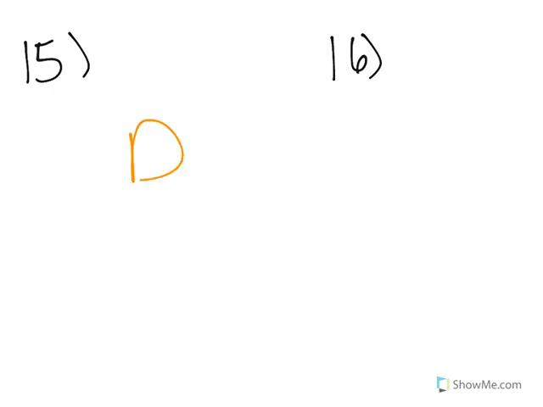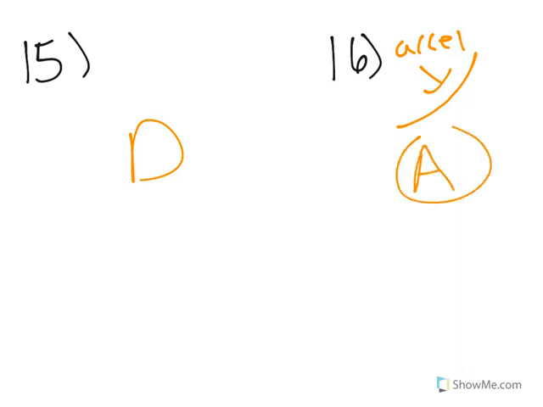Alright, number 16. The displacement time graph shown represents the motion of a cart along a straight line. During which interval was the cart accelerating? And number 16 should be the part where it's curved. Remember, if it's distance versus time or displacement versus time, a curved graph indicates acceleration happening. So what you want to do is find that, and that's from A to B, so the answer should be A.